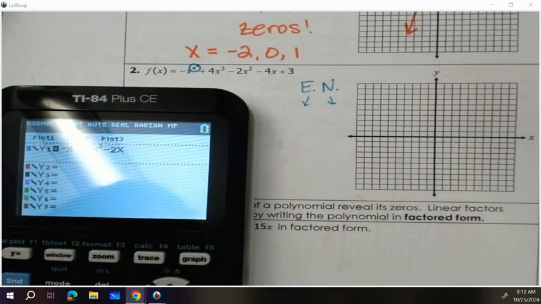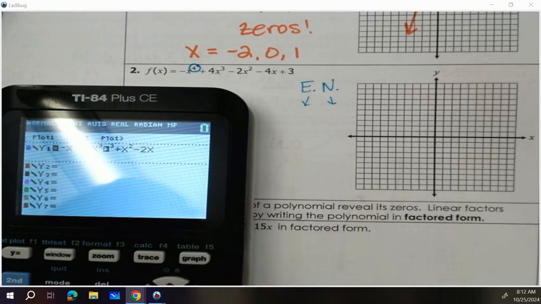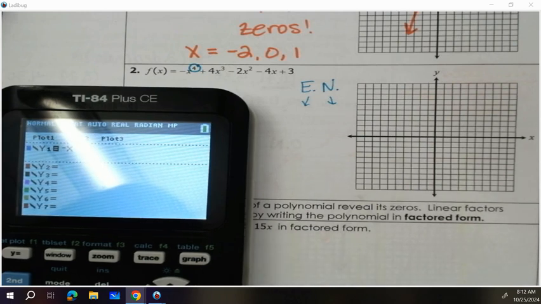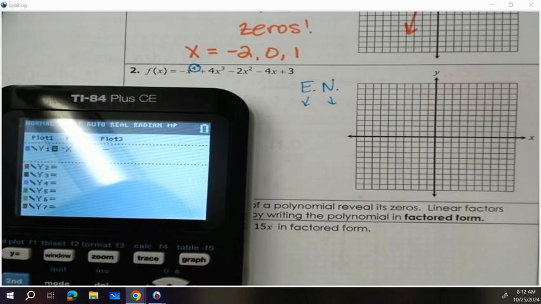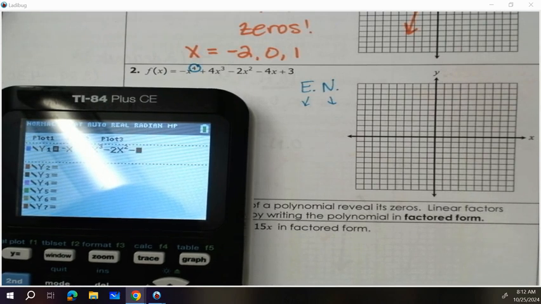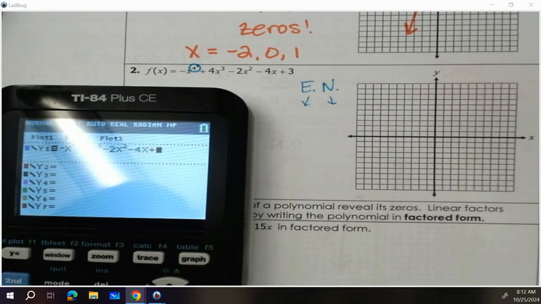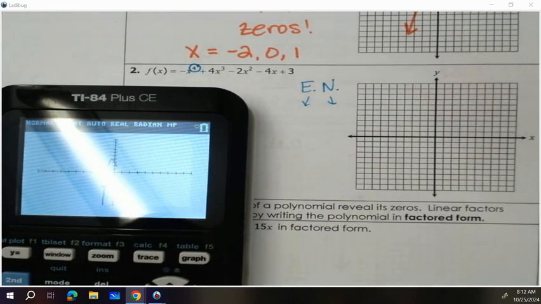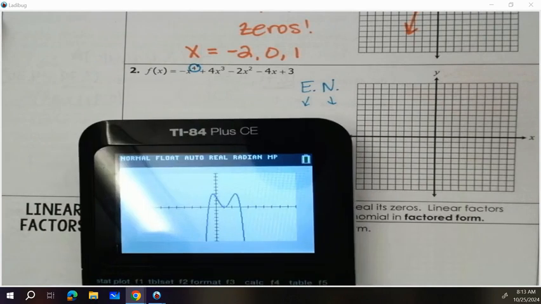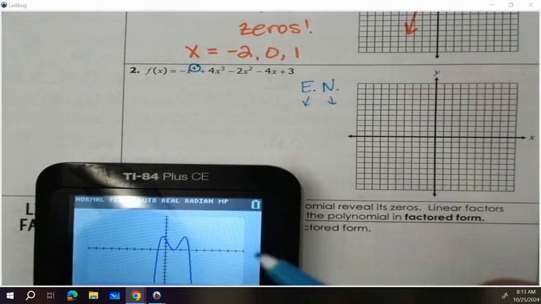Okay, -x to the 4th plus 4x to the 3rd minus 2x squared minus 4x plus 3. Okay. All right. So this guy looks kind of like an M, right? So I think I can see them.